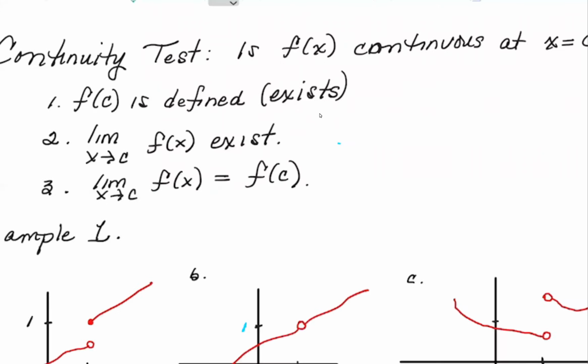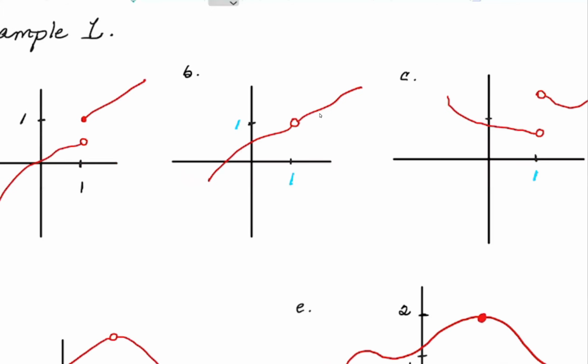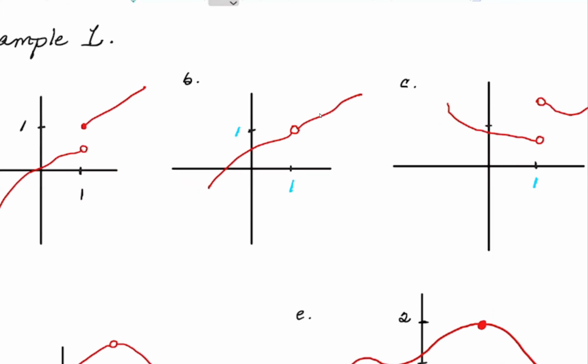So next, we have an example. Example 1 has 5 different scenarios, and we need to determine continuity for each scenario. So remember, continuity is to be able to allow you to move your pencil from one area to another area of the function without lifting up the pencil. So let's look at figure A. We can see that the function value does exist. That's here. So criteria 1 is satisfied.